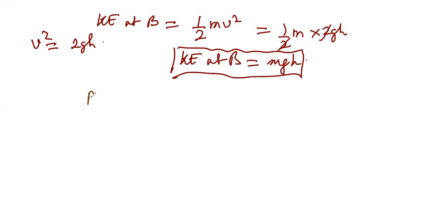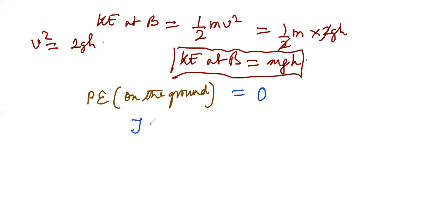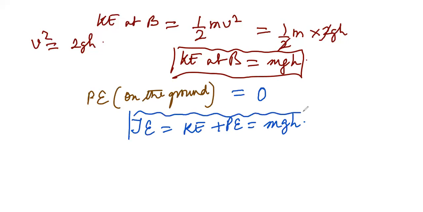Now, potential energy on the ground, what will it be? Because on the ground we have taken our line of reference, so height is basically 0. Therefore, potential energy is equal to 0. So total energy will be equal to kinetic energy plus potential energy, that is equal to mgh. So total energy will be therefore mgh.